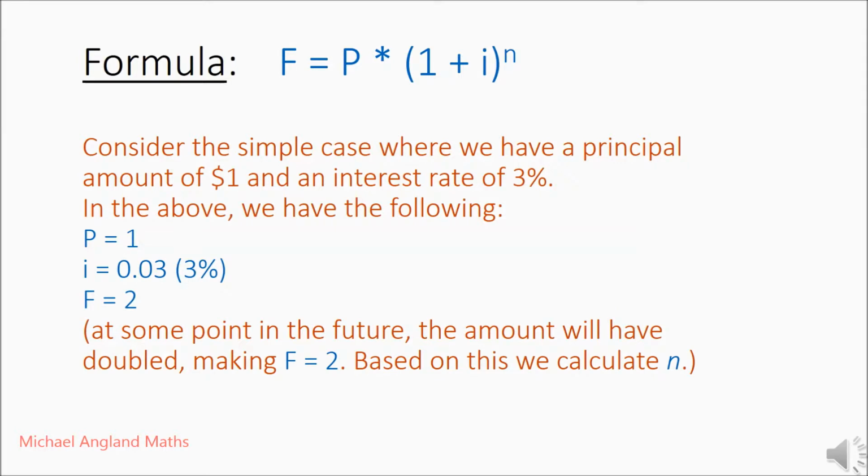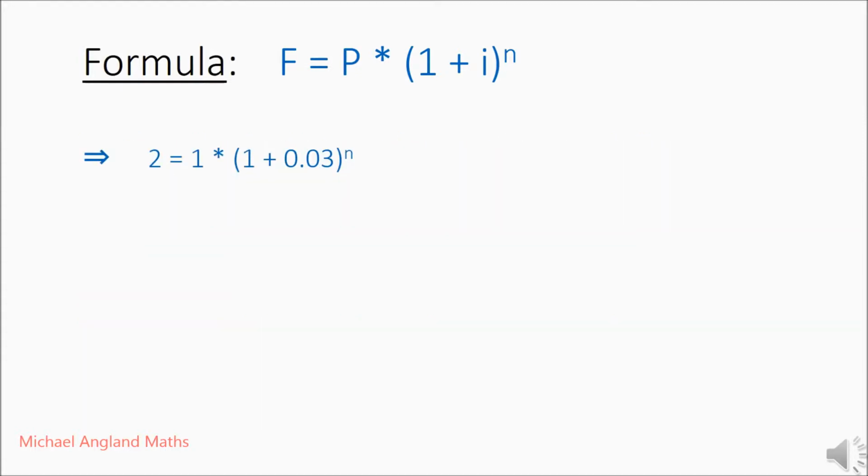So exactly as I mentioned before, at some point in the future, this amount will have doubled. F is 2, P is 1. We're searching for the value of n for this to be the case. So we start off with substitutions, so 2 for F, 1 for P, and 0.03 for I. So we have 2 is equal to 1 times (1 plus 0.03) to the power of n.